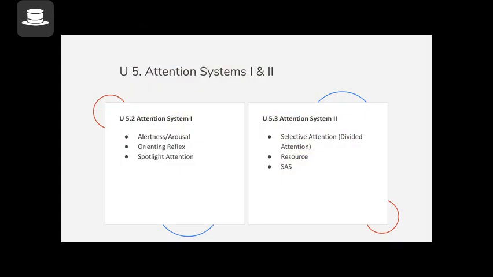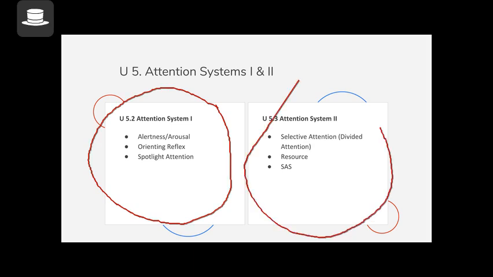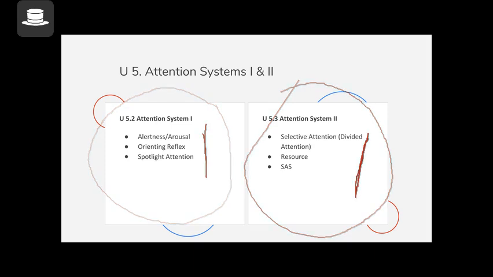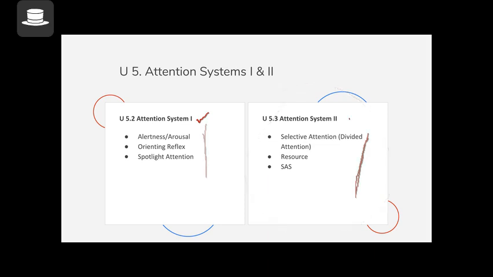So this brings us to the end of Unit 5.1, where we talked about attention in general. We also said that we have categorized attention into two groups: attention system 1 and attention system 2. In Unit 5.2, we'll talk about attention system 1, which is the input attention system, and in Unit 5.3, we'll talk about attention system 2, which is nothing but the control attention system.